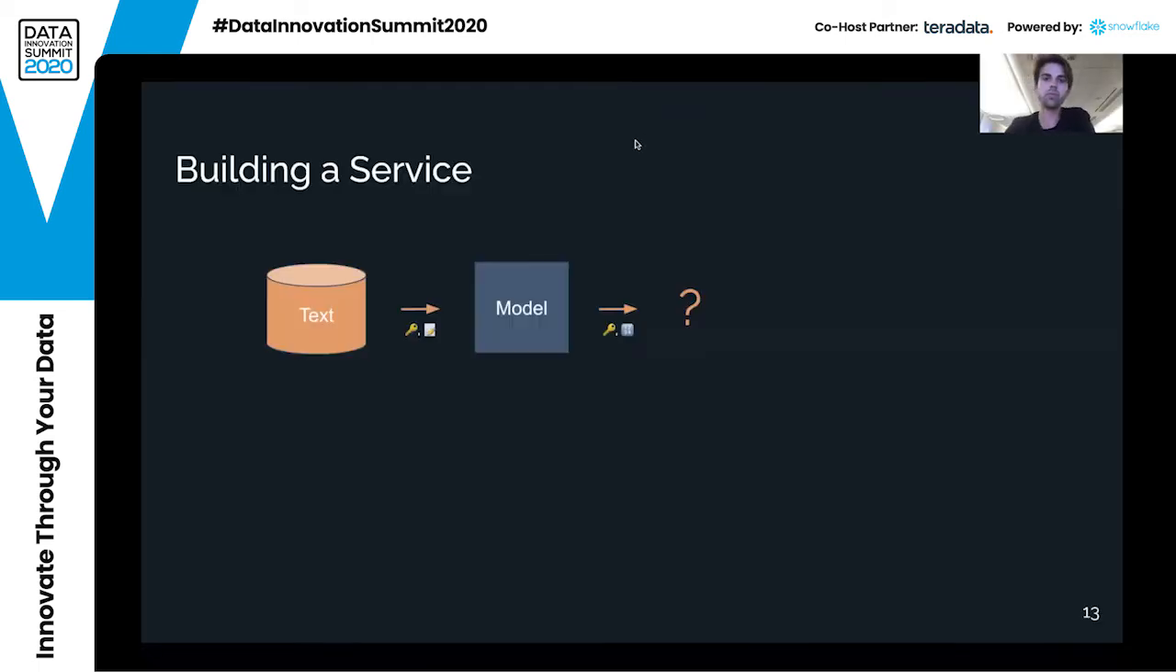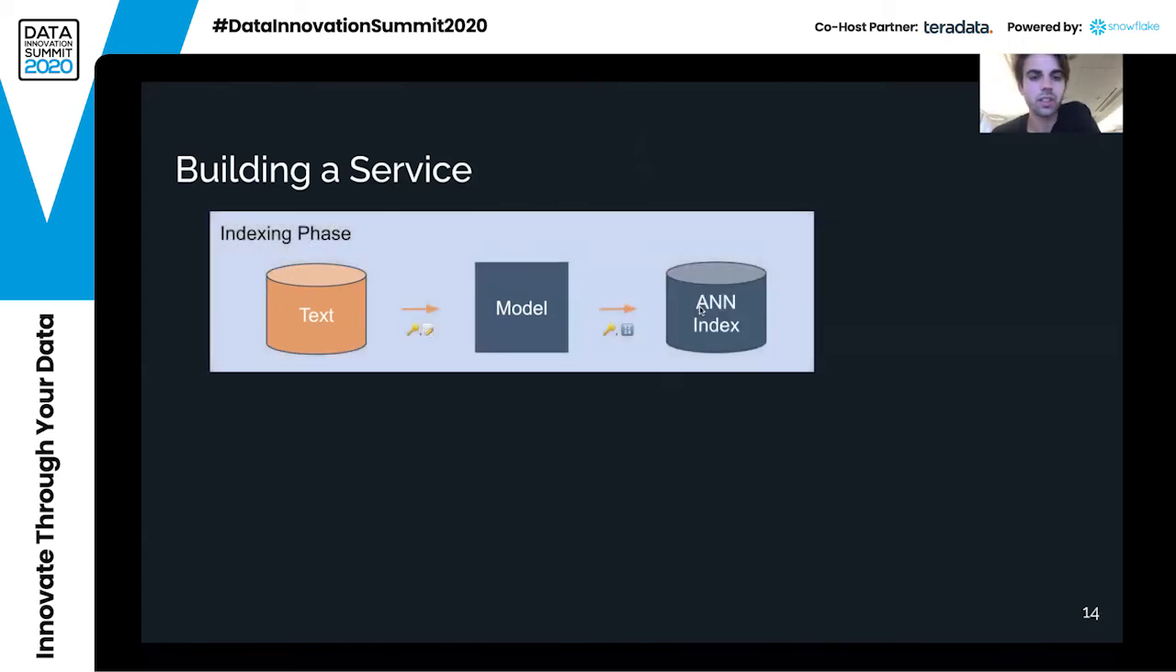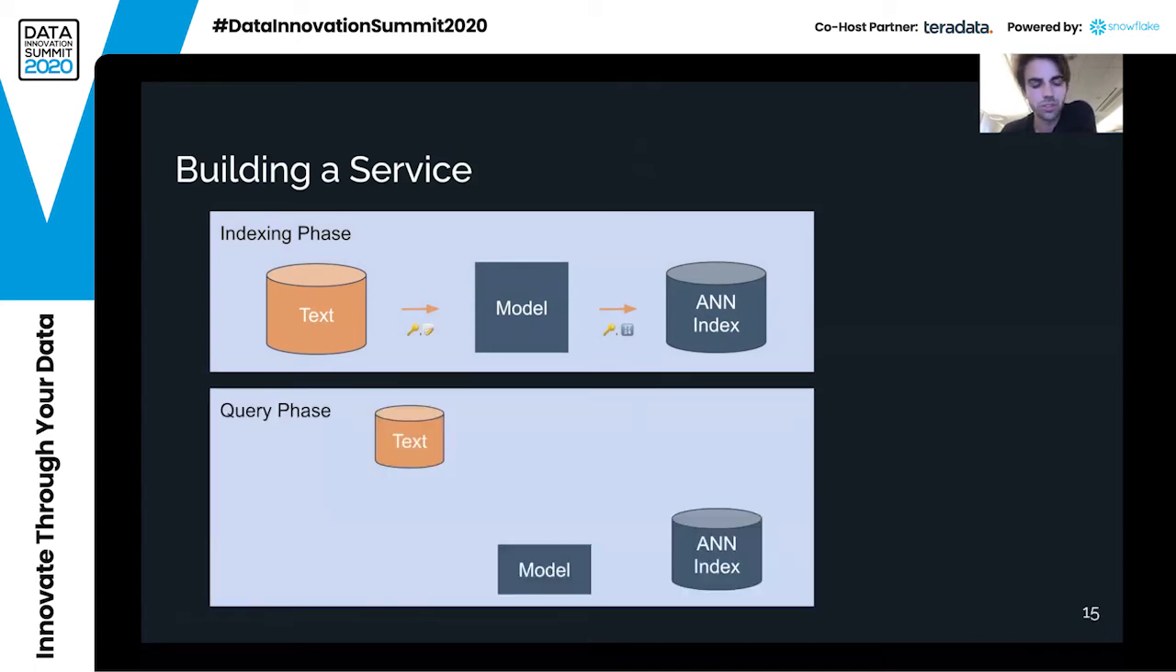So now if we go back to this slide, we know what we should do with those embeddings that the model produces. We should save them in our ANN index. And that basically concludes the indexing phase. But that's only part of it, because we also want to actually serve those artifacts in what we call the query phase.